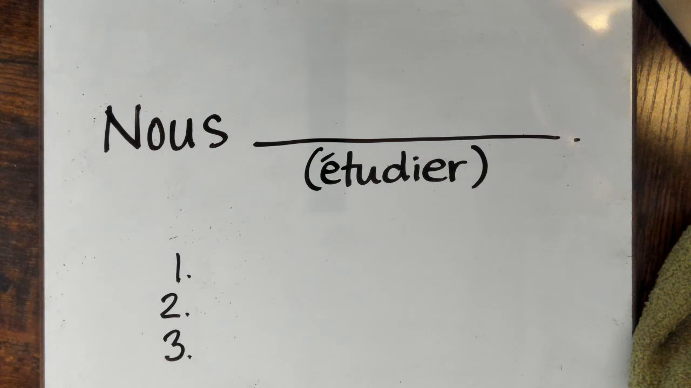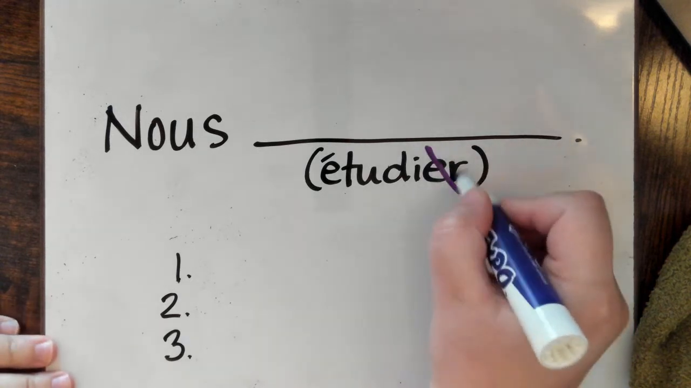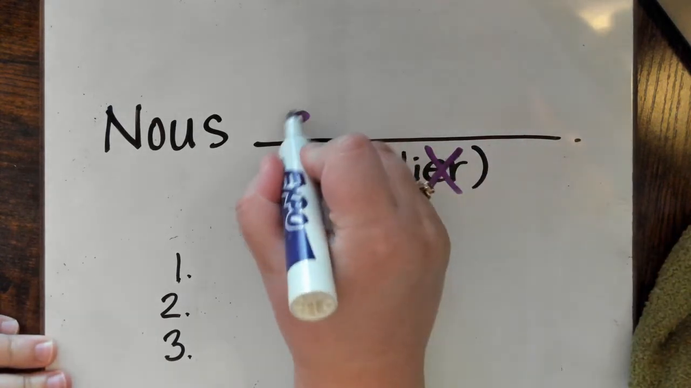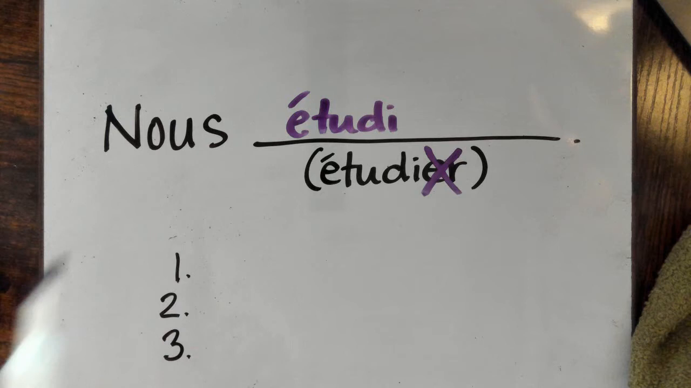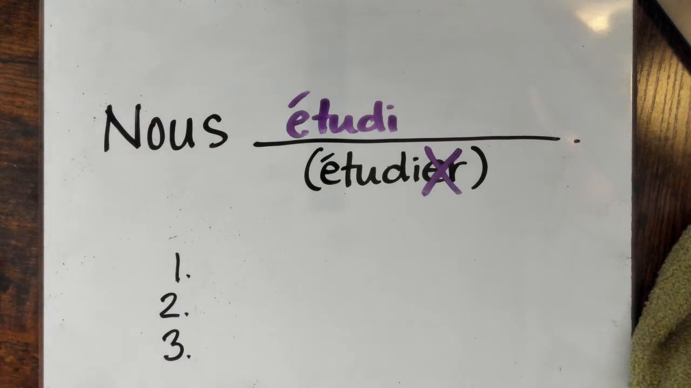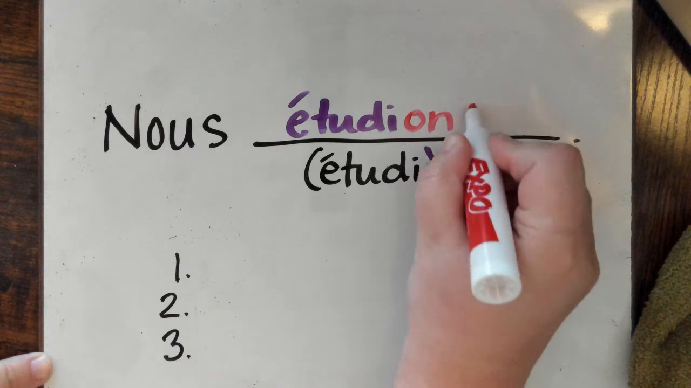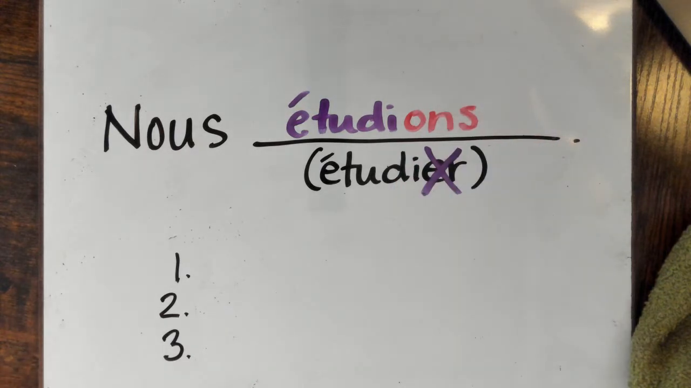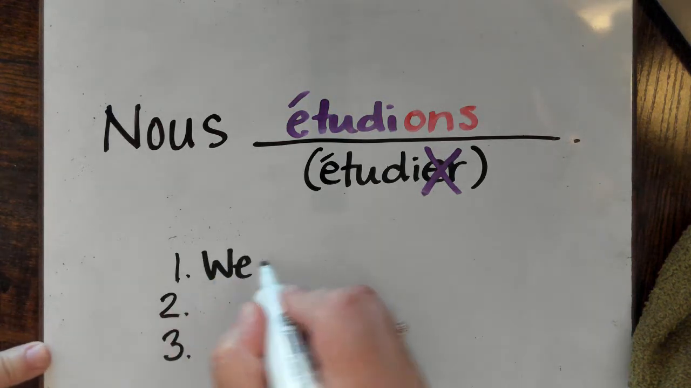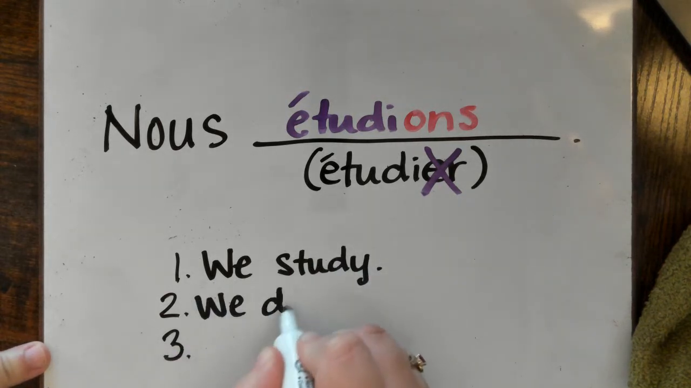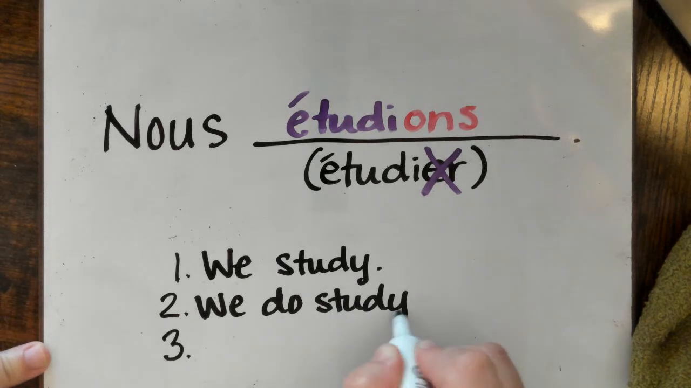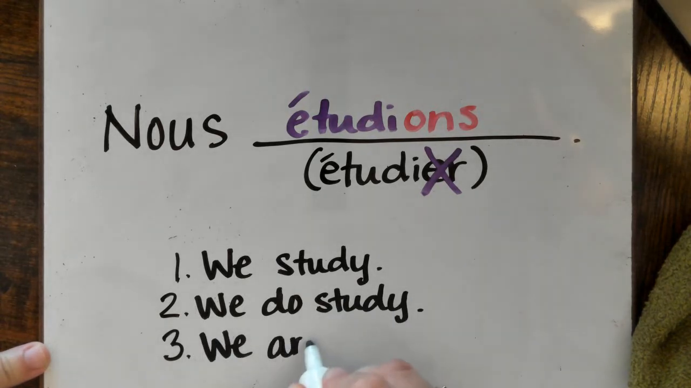Okay, this time we have the verb étudier, and our subject is nous. So first we're going to find the stem. And don't forget the accent mark on the E. And then the ending for nous is ONS. What does this mean? Nous étudions. We study. We do study. And we are studying.